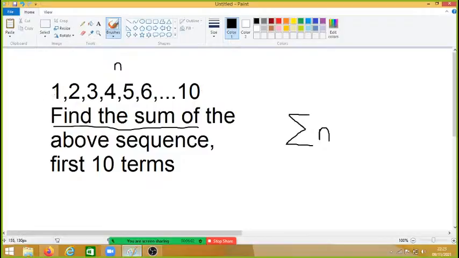And then the question says find the first 10 terms. So that just means I need to substitute, starting with n is 1, and go all the way up to the 10th term. And that's it. So all of this question here can be replaced.